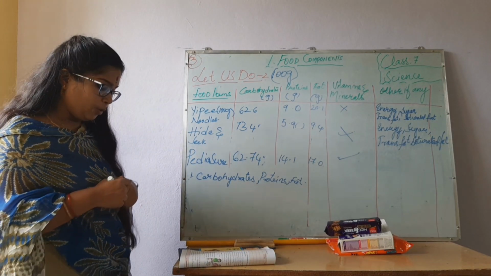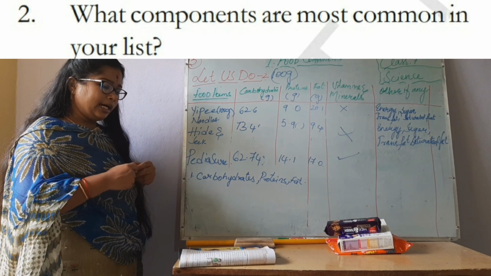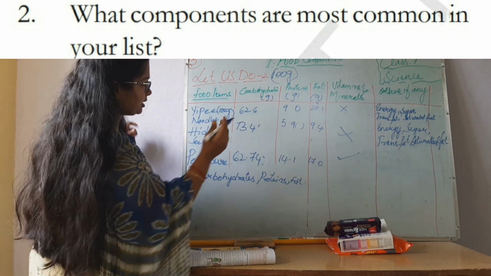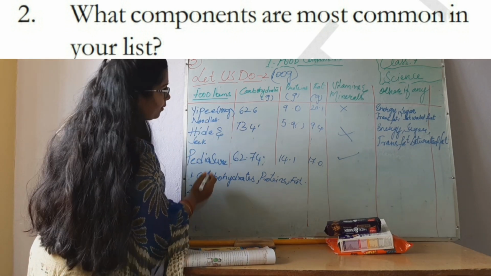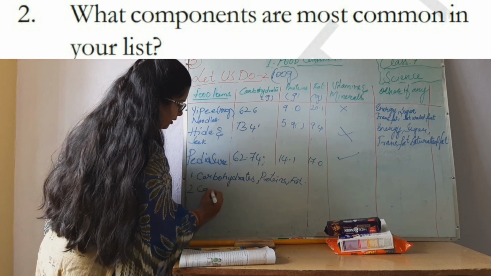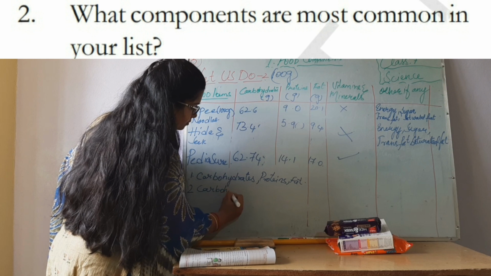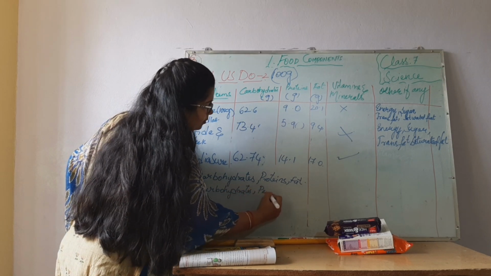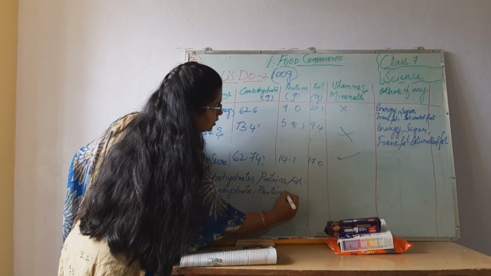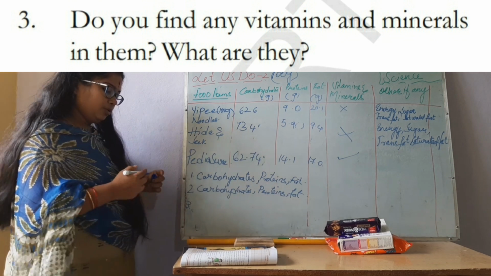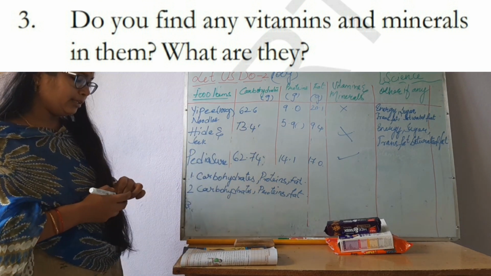And next, what components are most common in your list? What are the most common in our list? The same thing. Carbohydrates, proteins, minerals, fats are common. Carbohydrates and other sources like saturated and all, isn't it? Proteins and fats like saturated fat and all are also very, very important. Next, do you find any vitamins and minerals in them?